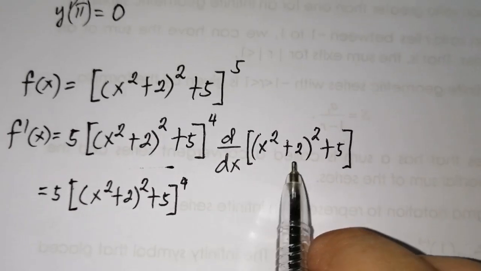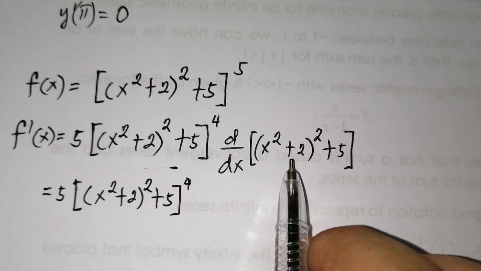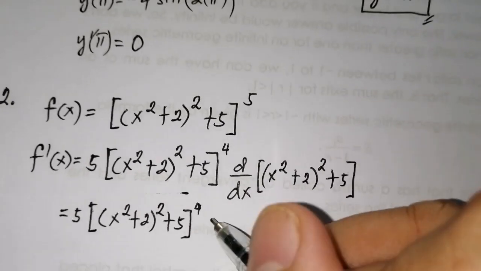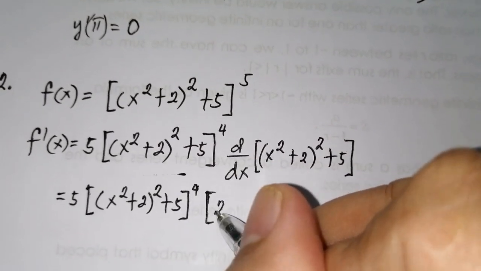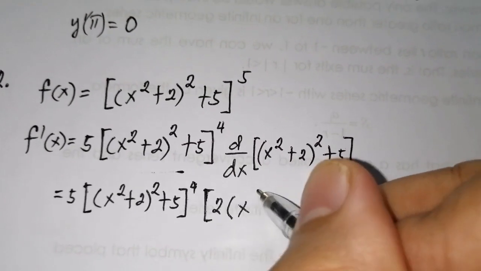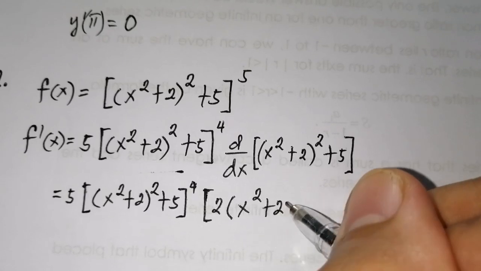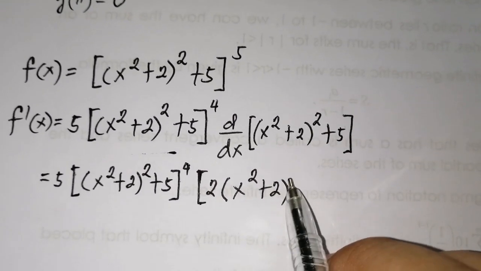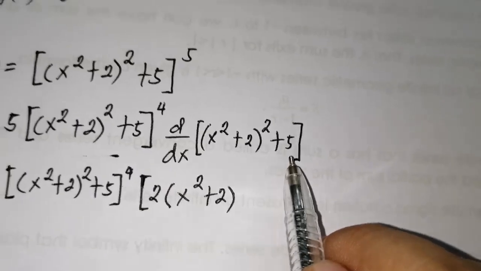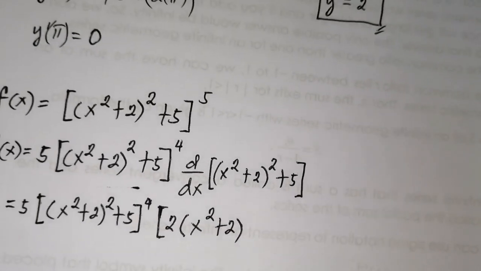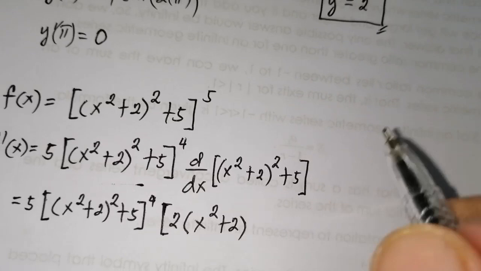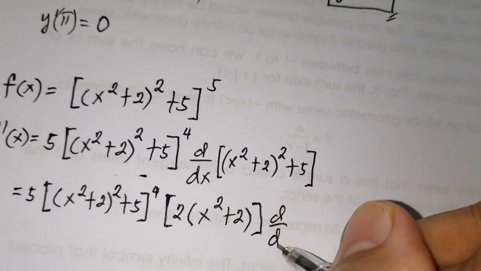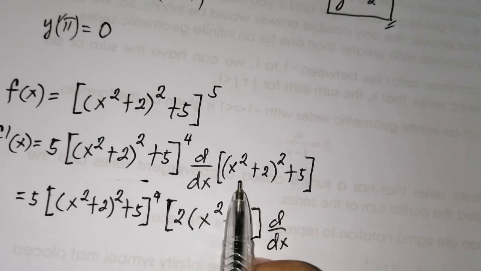So this time gagamit ulit tayo ng chain rule for the second time. So get the exponent 2. So this is 2 times the x squared plus 2, and the exponent would be 2 minus 1, kaya hindi ko na ilalagay dito yung 1. The derivative of 5 is 0. Now, magkakaroon tayo ng extra multiplier, which is another d over dx of x squared plus 2.